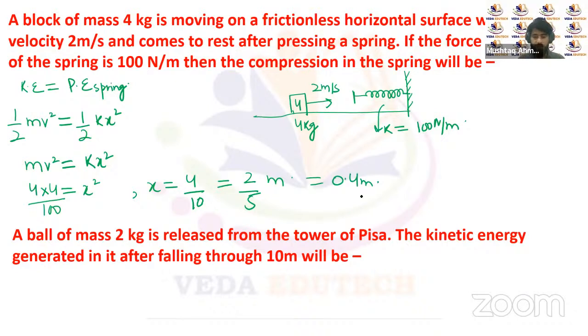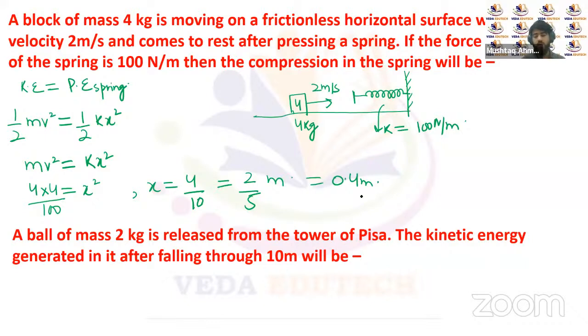A ball of mass 2 kg is released from the Tower of Pisa. The kinetic energy generated in it after falling through 10 meters will be? So whenever a ball falls by a height h, then the potential energy equivalent to that height h will be converted into the kinetic energy of that ball, because we know that gravitational force is a conservative force. Potential energy will get converted into kinetic energy, so that the total sum of the mechanical energy is always conserved.